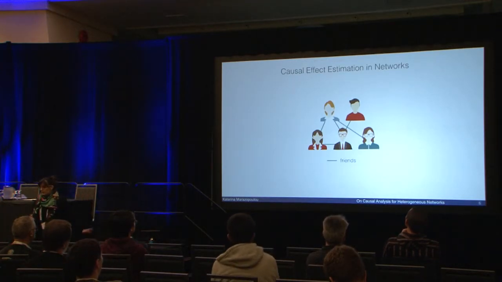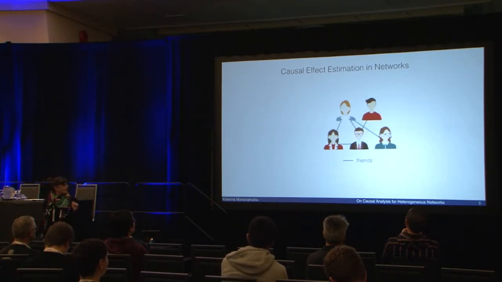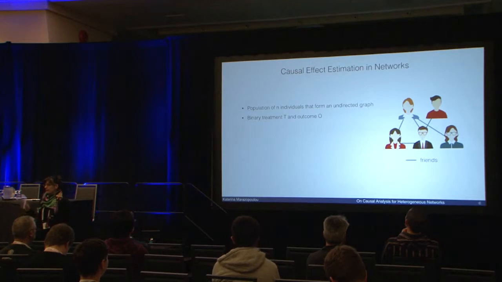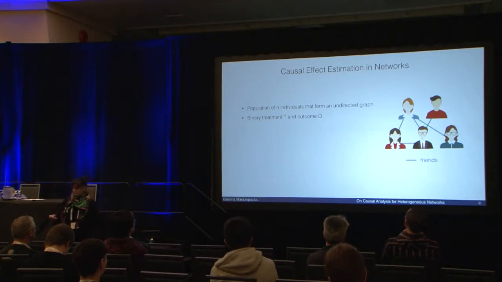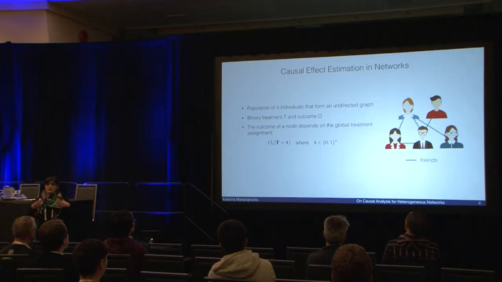So say we have our social network, so we have a set of users, they're friends with other users. So we have a population of n individuals that are not independent. They form a graph. And without loss of generality, let's assume we have two features we care about, a binary treatment and some outcome. And in this setting, the outcome of a node doesn't only depend on their own treatment, but also on the treatment of their peers and more generally of the entire network.